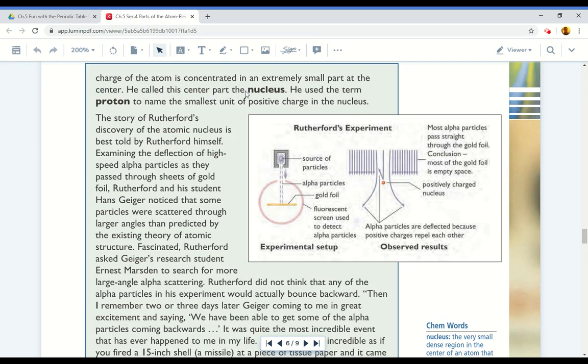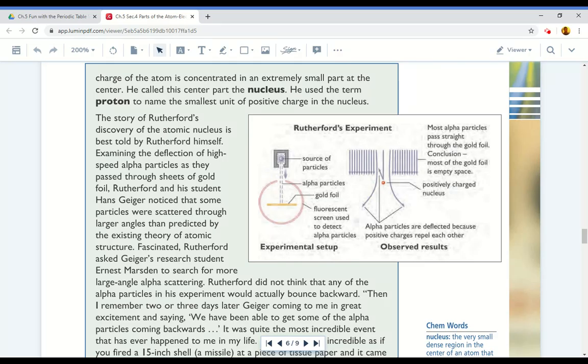He called this center part the nucleus. He used the term proton to name the smallest unit of positive charge in the nucleus. The story of Rutherford's discovery of the atomic nucleus is best told by Rutherford himself.